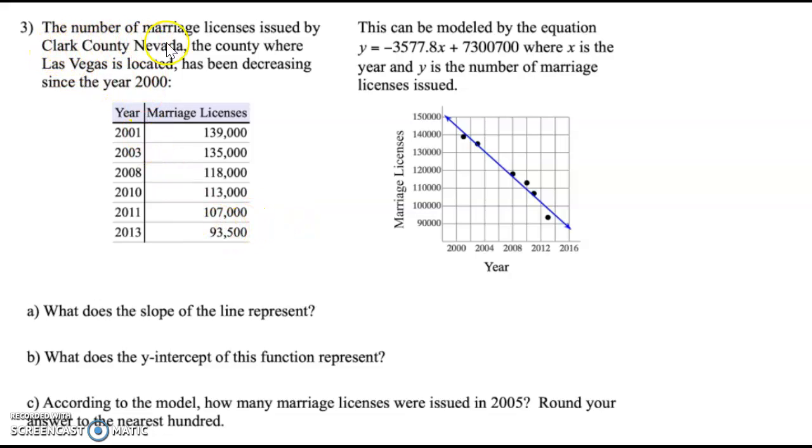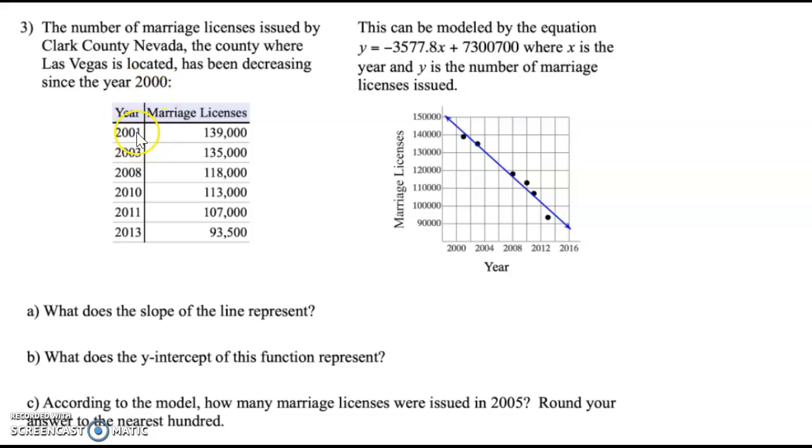The number of marriage licenses issued by Clark County, Nevada, the county where Las Vegas is located, has been decreasing since the year 2000. I don't know if you realize this or not. So there is Las Vegas. That's what they call the gambling city in Nevada. And this is where, if you really want to get married, you can go. Some people used to do that. They just go over there quickly because you didn't have to wait or anything like that. And there are wedding places everywhere.